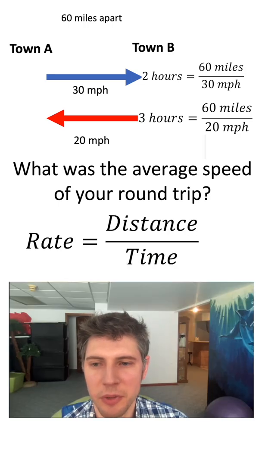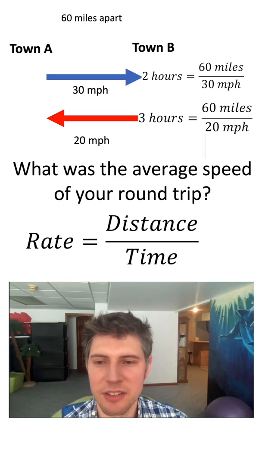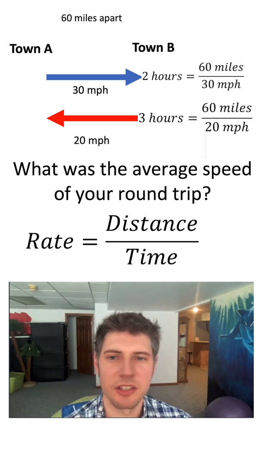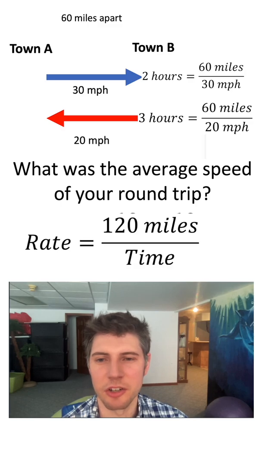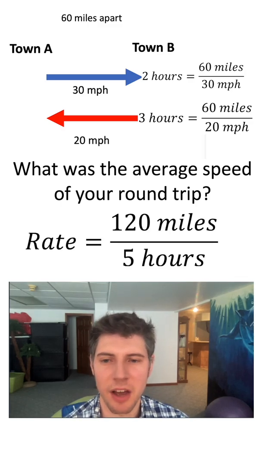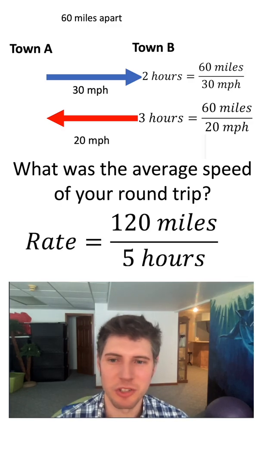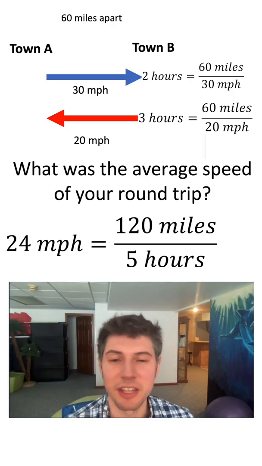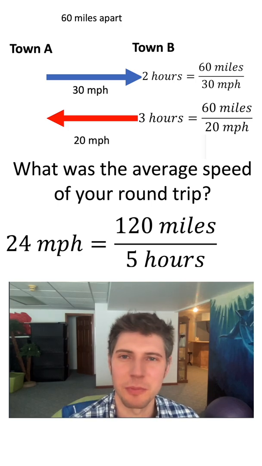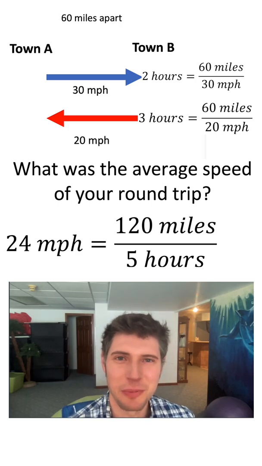So we're gonna use the formula rate equals distance over time. And what was our distance? Well, we went 60 miles this way and 60 miles this way. So our distance was 120 miles and then our time was 5 hours. And if you plug into a calculator 120 divided by 5, you get 24 miles per hour. 30 one way, 20 the other, the same distance, but your average speed was 24 miles per hour. Feels like it should be 25 though, doesn't it?